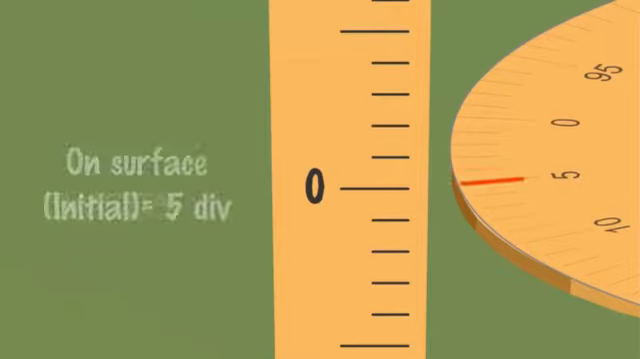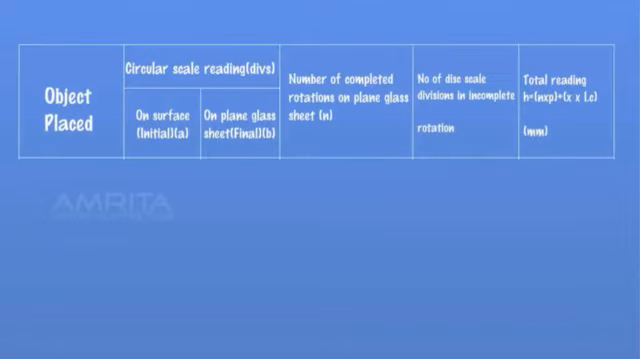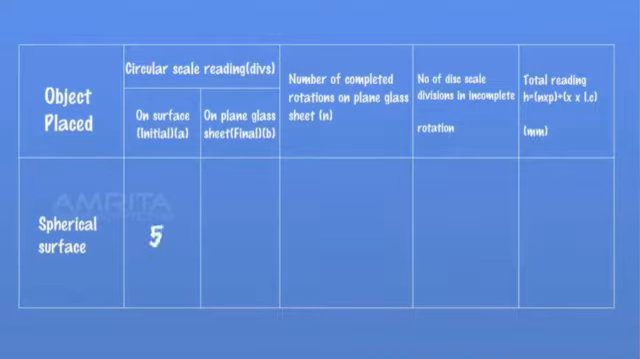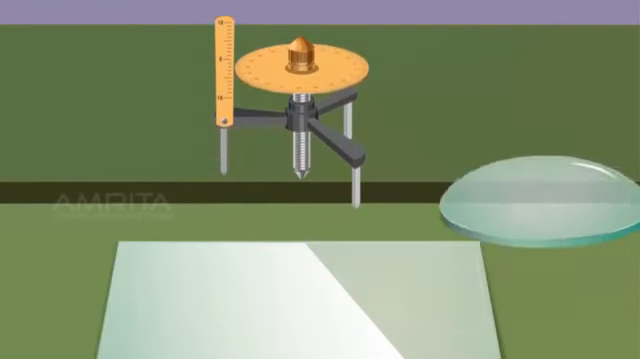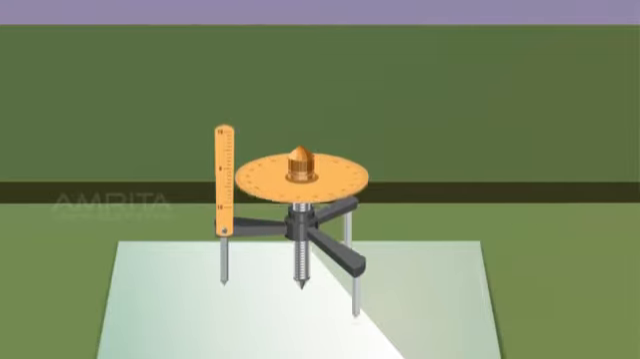Note the reading of the circular disc scale which is in line with the pitch scale. Take this as the initial reference value. Raise the spherometer upwards and remove the spherical surface.